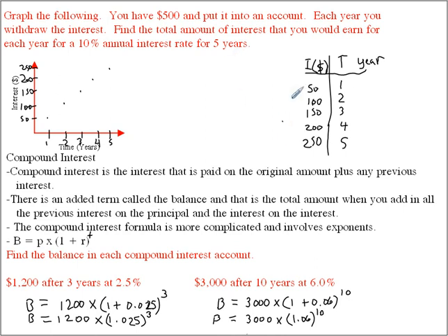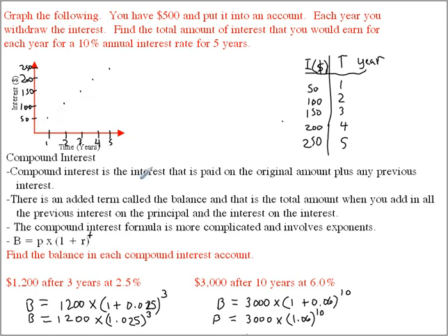So if you look here, for each year, $500 times 10%, so times 0.1 times 1 year would be $50. And then for the next year, it's going to be $50 again. So that's $100, then $150, then $200, and $250. And we can graph this. We can set this up pretty easily because it's a pretty standard graph: 50, 100, 150, 200, 250, and 1, 2, 3, 4, 5. Then we just plot the points right there.